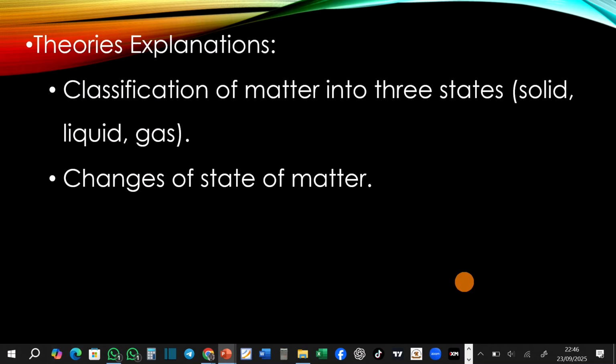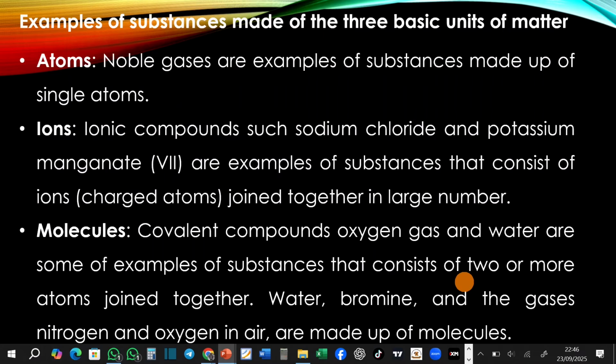Okay, now let us look at examples. This is actually 46. We were supposed to end here. Let's just finish up. Now let us look at examples of substances made up of the three basic units of matter. So we already said the basic units of matter are atoms, molecules, and ions.